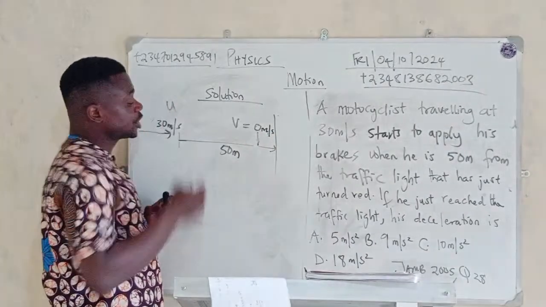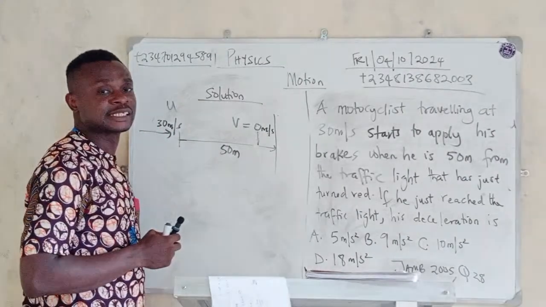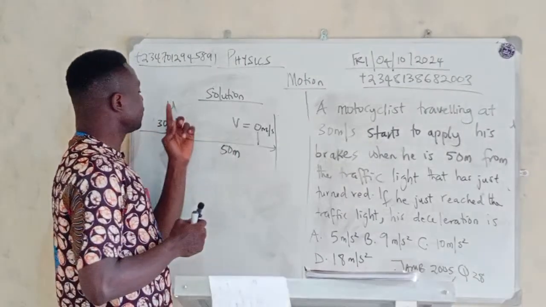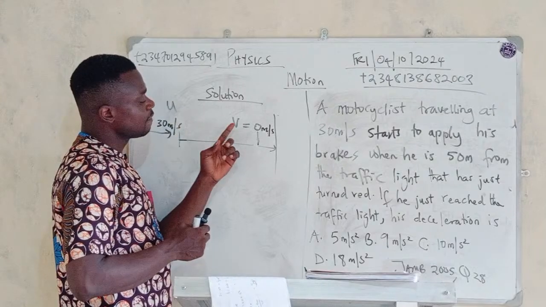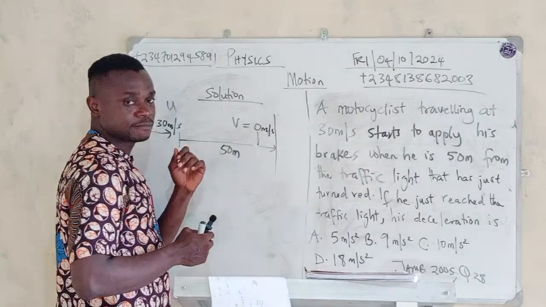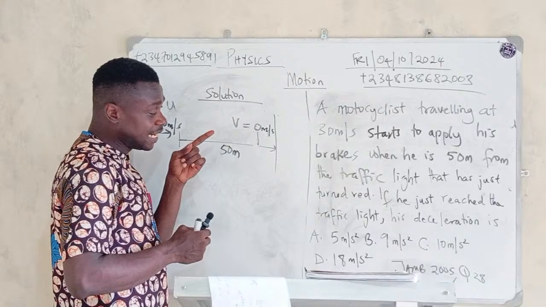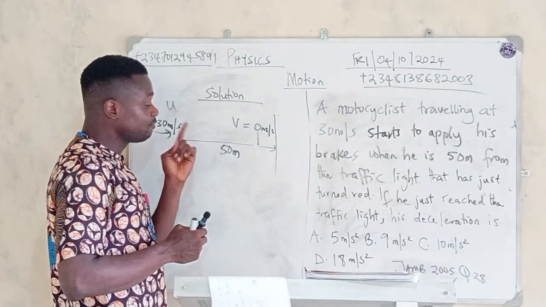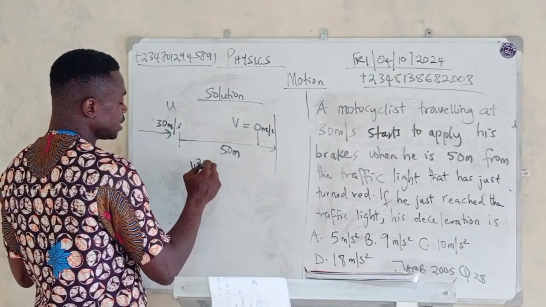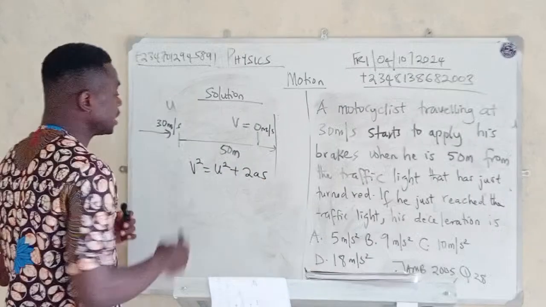So let's look at which equation of motion we can use to solve this question. Let's look at the parameters and see the equation of motion that has these parameters. We have initial speed, final speed, and we have distance. There's no time. And we are looking for the deceleration. So the equation of motion that fits, that has all these parameters, is this one: v squared is equal to u squared plus 2as. This is the equation of motion we need to use.